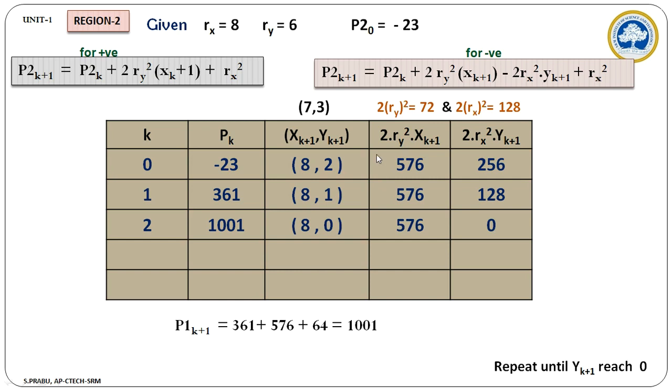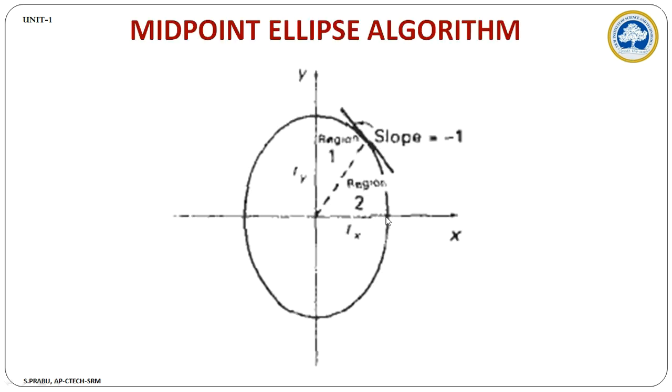So I calculate this value, that is 72 into 8, 576. 128 into 0, 0. Now the y coordinate value reached the 0. So I stop the calculations for region 2. That is the destination pixel is 8, 0. That is the end of this quadrant.